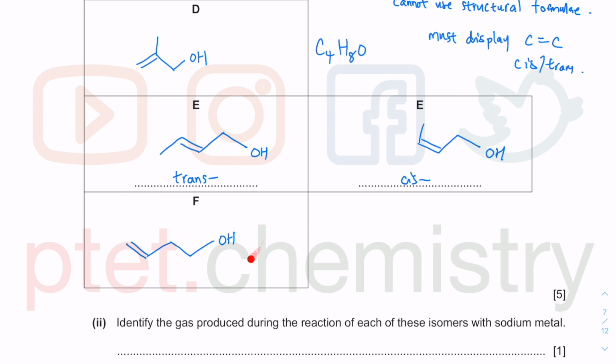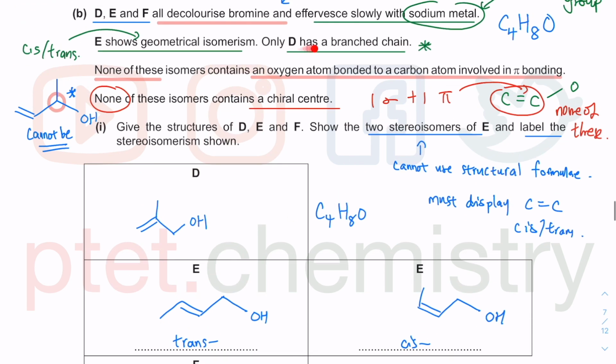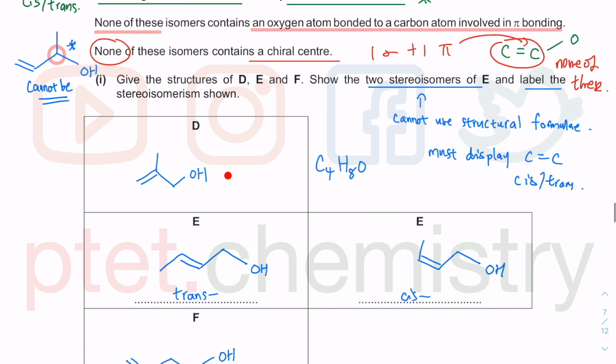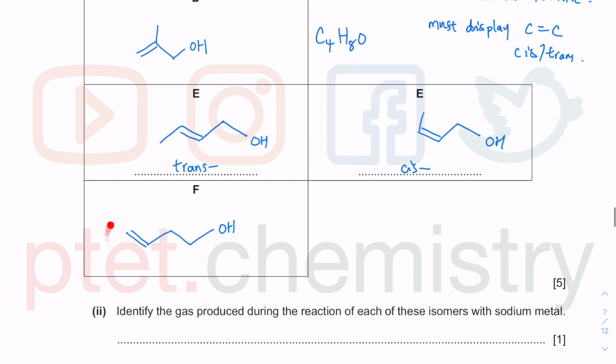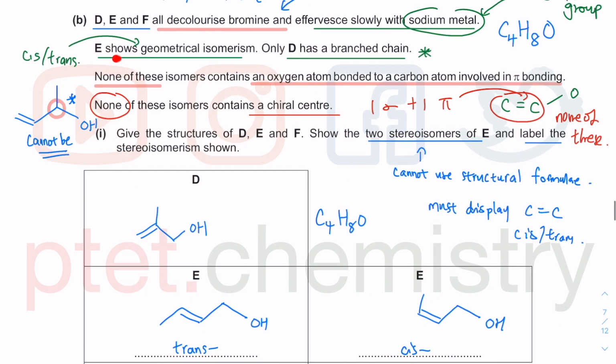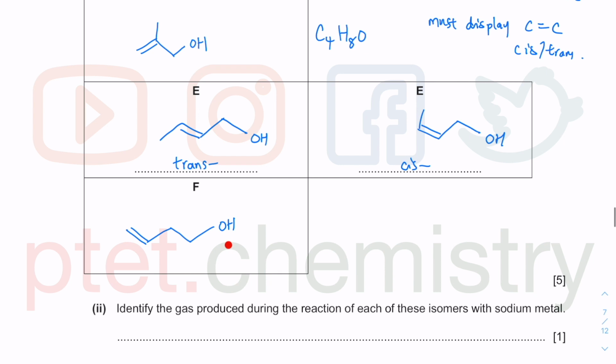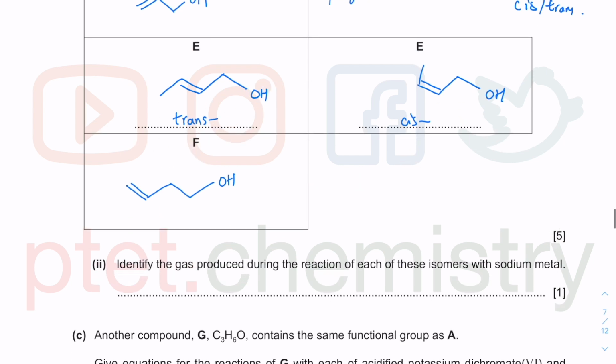There is no branching here because they say only D has a branch chain. There is no geometric isomer because only E shows geometric isomers. And then none of them contain chiral center, so it cannot be this, it must be this. Okay, hopefully that makes sense to you.